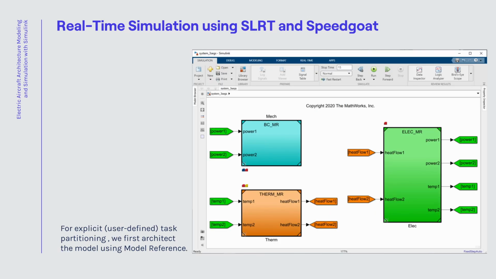For the user to have more control over task partitioning across the multiple cores and to achieve explicit task partitioning, we can use model references. In this example, I have used 3 model references to construct the complete system. You can see we have one model reference for the mechanical system, one for the thermal system, and one for the electrical system. Let us take a look at the separate model references.